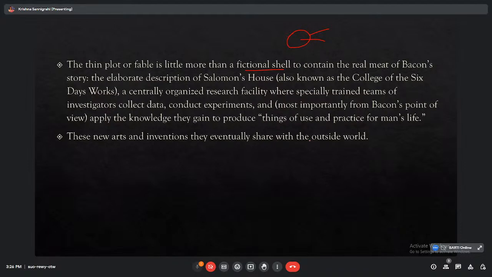Yes. So the thin plot or fable is little more than a fictional shell to contain the real meat of Bacon's story. Real meat in the sense, the real essence, the main idea, the main focal point of Bacon's story. So, description of Solomon's house, also known as College of the Six Days Work, a centrally organized research facility where specially trained teams of investigators collect data, conduct experiments, and most importantly, from Bacon's point of view, apply the knowledge they gain to produce things of use and practice for man's life. So the new arts and inventions they eventually share with the outside world. So what do they share with the outside world? They share the new arts and the inventions with the outside world.